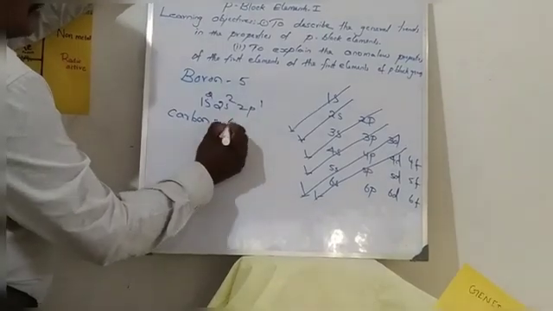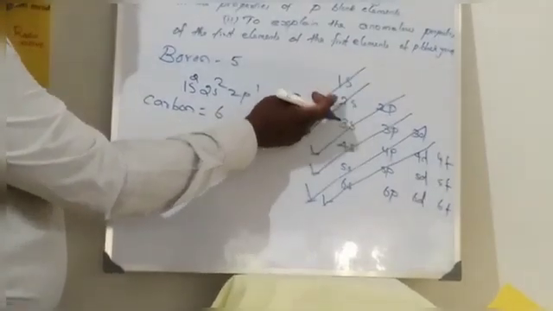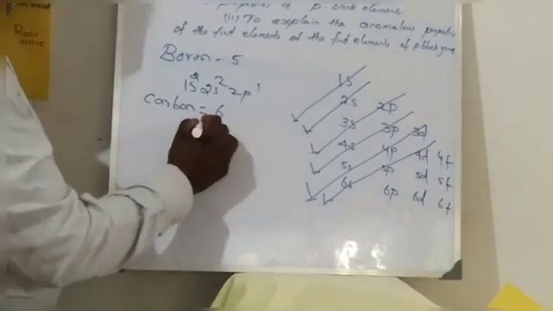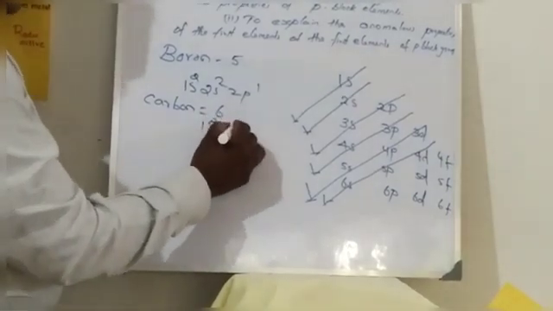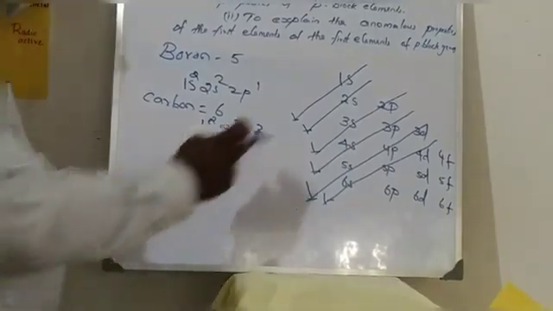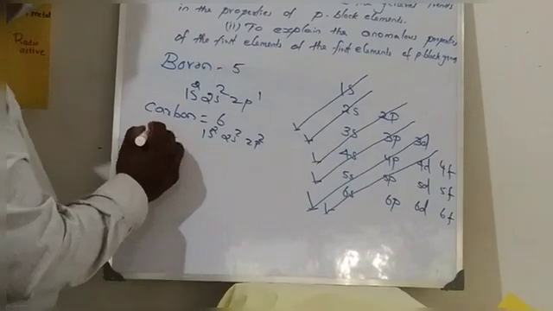The atomic number of carbon is 6. How will you write the electronic configuration? Same: 1s2, 2s2, 2p2. Next, the 15th group is nitrogen.